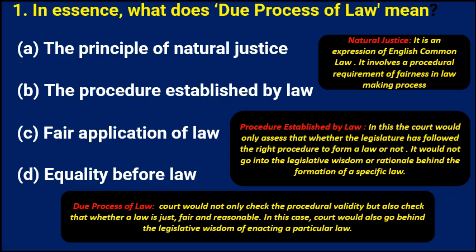What is natural justice? It is an expression of English common law. It involves a procedural requirement of fairness in lawmaking process. Next, what is due process of law? Under due process of law, court would not only check the procedural validity but also check whether a law is just, fair and reasonable. In this case, court would also go beyond the legislative wisdom of enacting a particular law.